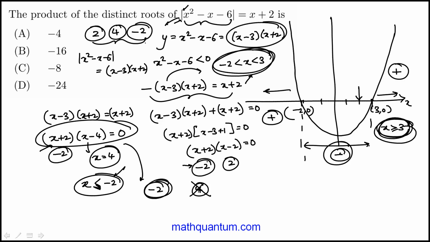They're asking you to find their product, which is 4 times 2, 8, times minus 2 is minus 16, which is choice B.